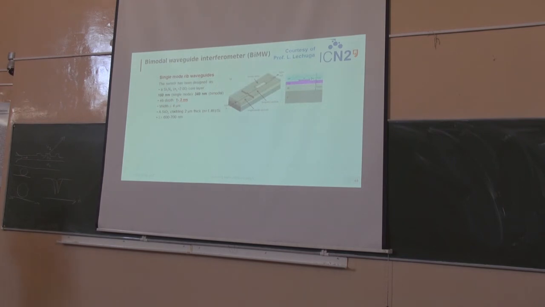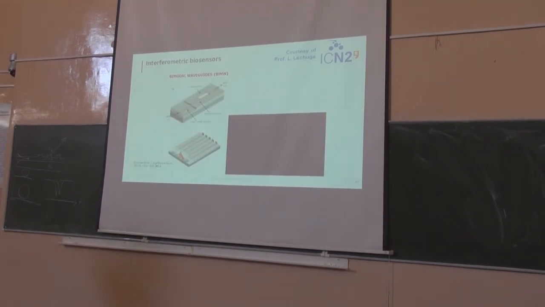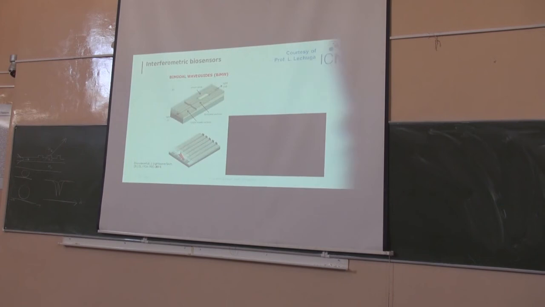Here we go. And here is the size. Okay? Here's the size. Again, this is a rib waveguide with a very small rib, a few nanometers. Okay? And I think I have a video of this as well. The video is self-explanatory.